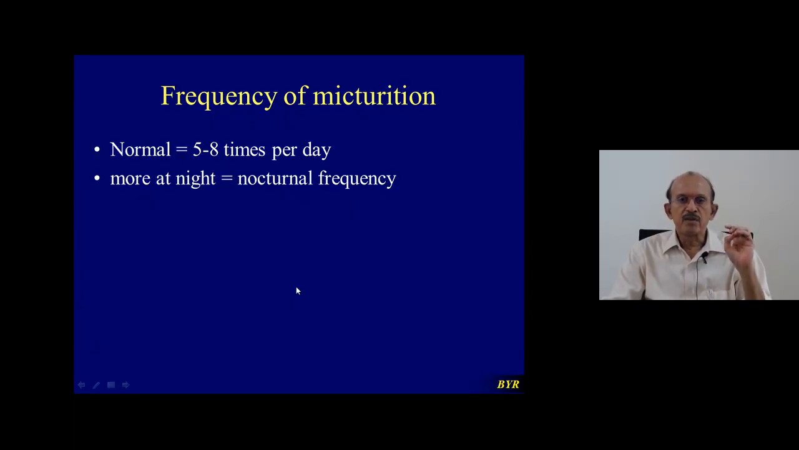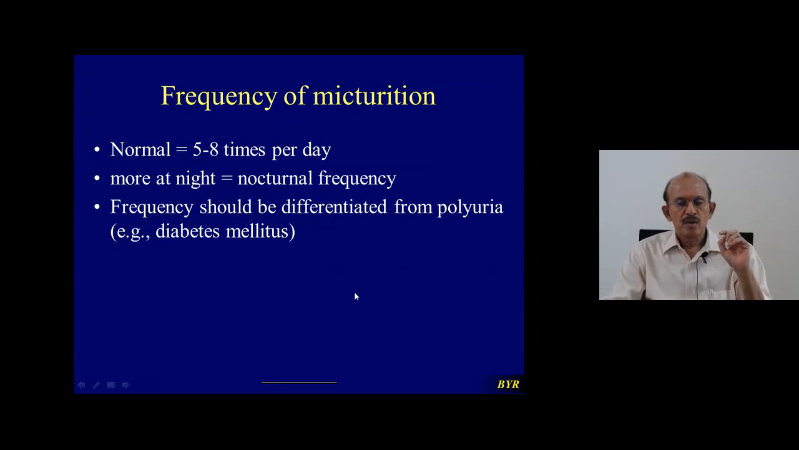If the number of times the patient voids urine is increased, it is called frequency. If the frequency is there only during night, we call it nocturnal frequency. Frequency should be differentiated from polyuria, for example in diabetes mellitus. In polyuria, the patient also passes urine more times, but each time he passes large quantities of urine. That means you should compare the daily urine output in a patient with diabetes mellitus and in a patient with cystitis.